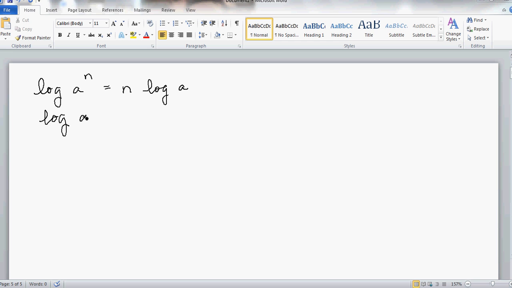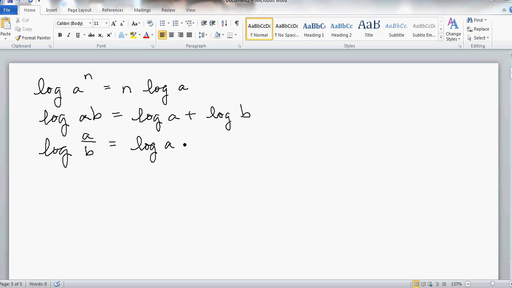If we have the logarithm of two numbers multiplied together, then much like the exponents, what we do is we take each of those individual logarithms and add them together. Likewise, if we have a quotient, the log of a over b, that would be the log of a minus the log of b.